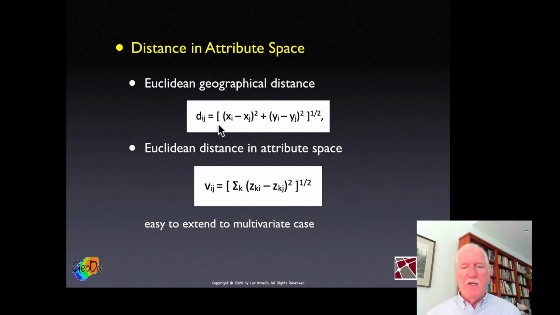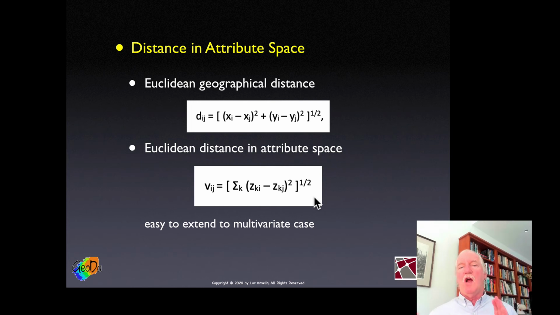Because everybody knows this Euclidean distance equation where you have the difference in the x-axis, the difference in the y-axis squared, and then the square root of this. This is a measure of distance. You can make this completely general in that x here are coordinates, but they could also be the values for a given variable, zk, at location i and at location j. So we take the square difference, and we can have as many variables as we want, and then at the end we take the square root of this sum, and that is a measure of distance in attribute space.